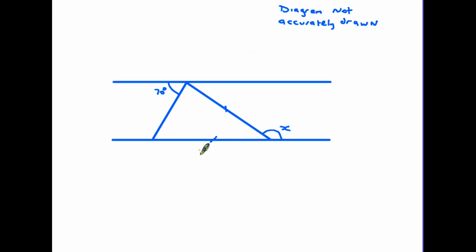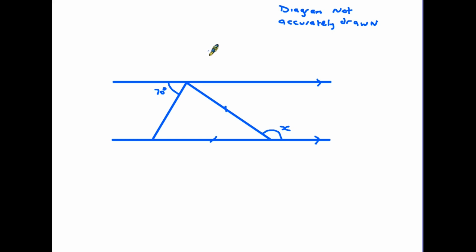I'm going to finish this video by looking at a diagram which combines some of the rules we've seen in this video and also in my first one. Again, important, diagram not accurately drawn. This will become very apparent in this example. So we have, once again, a set of parallel lines. And just to make sure we know that, here are the chevrons.